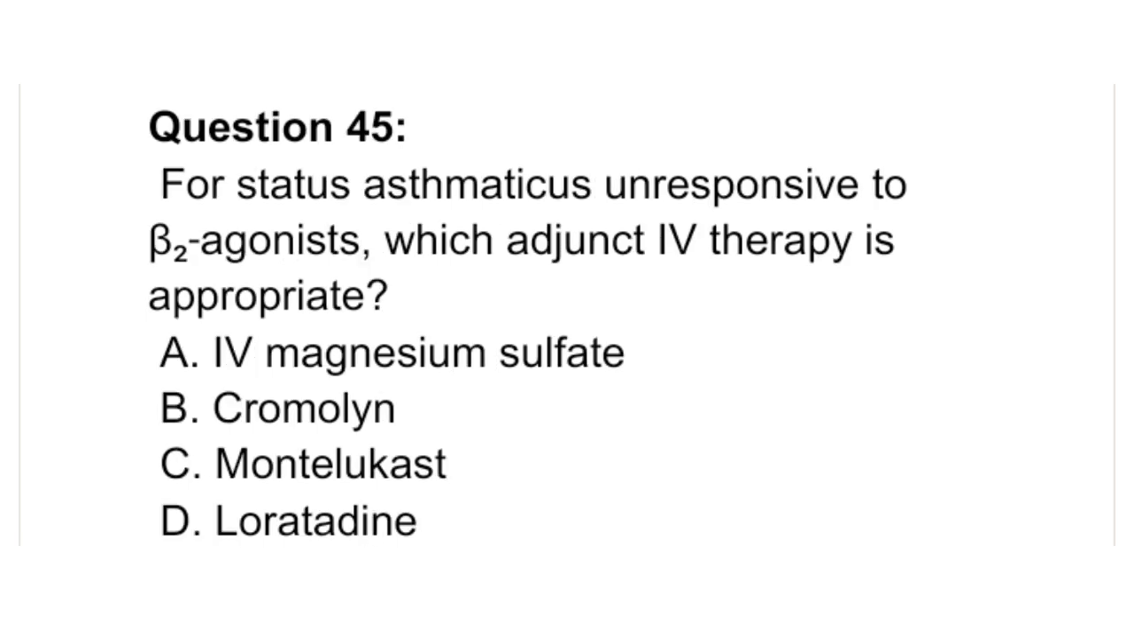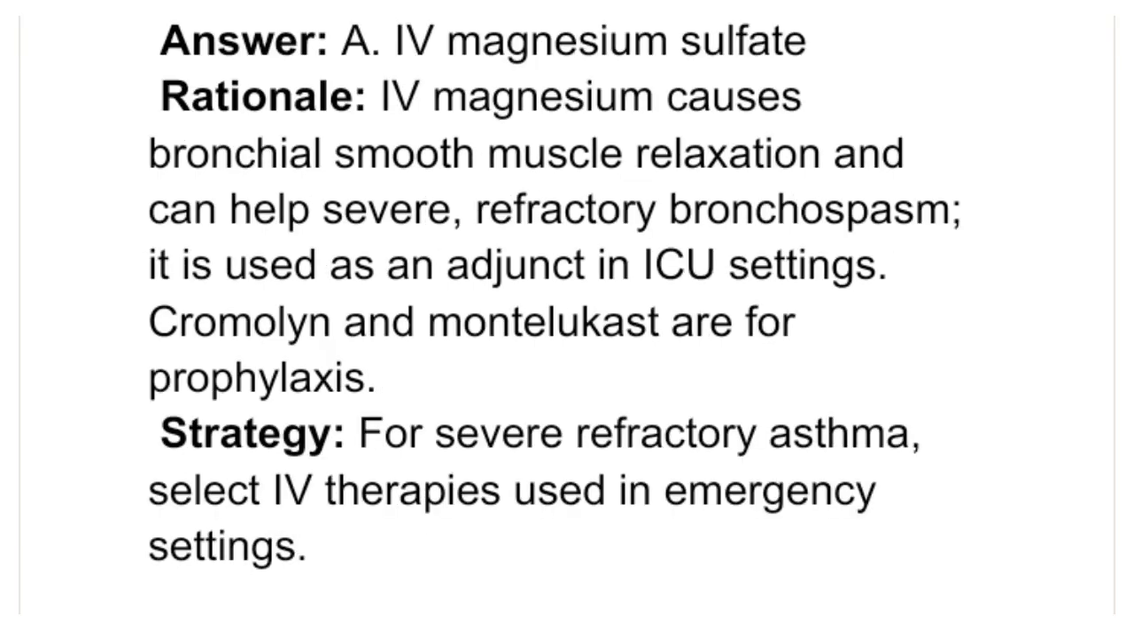Question 45. For status asthmaticus unresponsive to beta-2 agonists, which adjunct IV therapy is appropriate? A. Magnesium sulfate. B. Cromolyn. C. Montelukast. D. Loratadine. Answer: A. Magnesium sulfate. Rationale: magnesium causes bronchial smooth muscle relaxation and can help severe, refractory bronchospasm. It is used as an adjunct in ICU settings. Cromolyn and montelukast are for prophylaxis. Strategy: for severe refractory asthma, select therapies used in emergency settings.